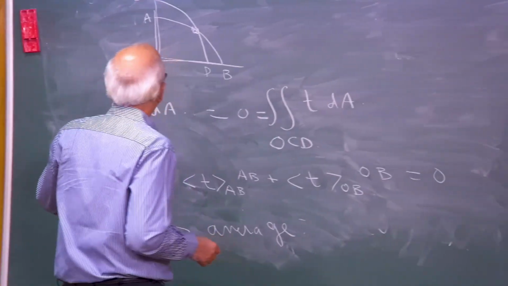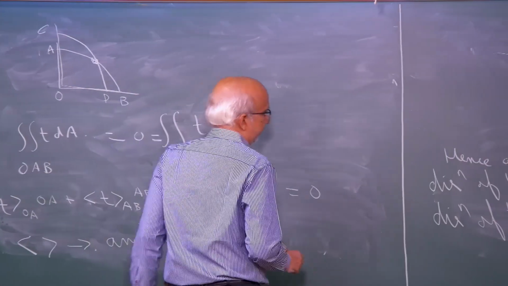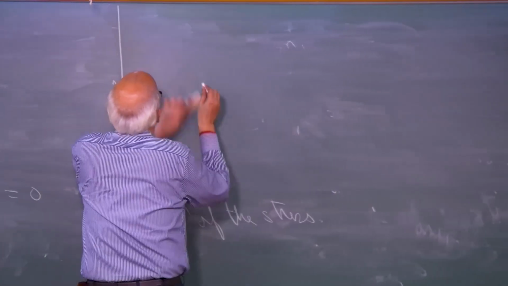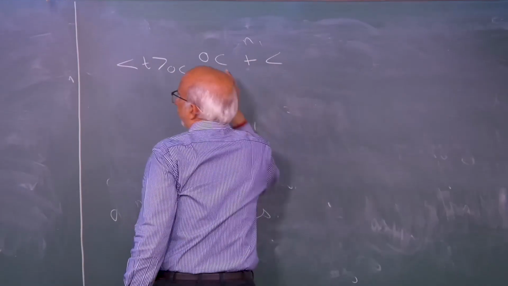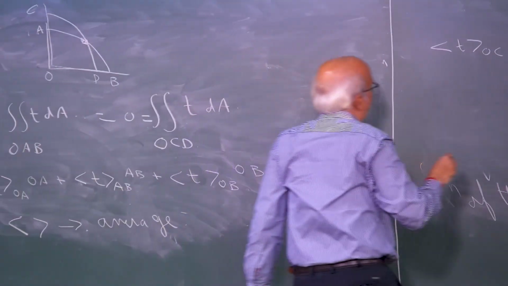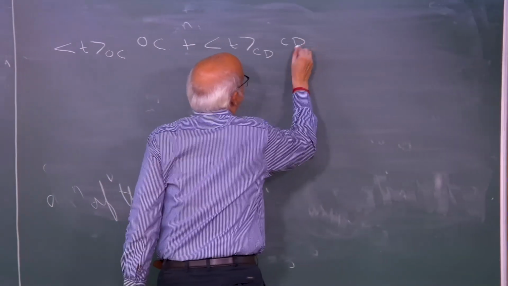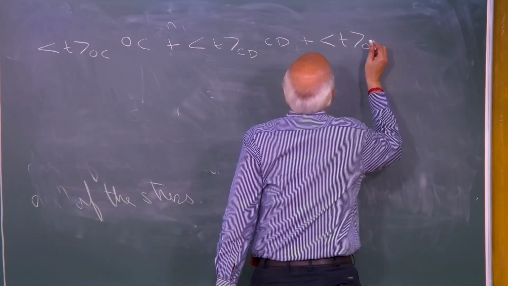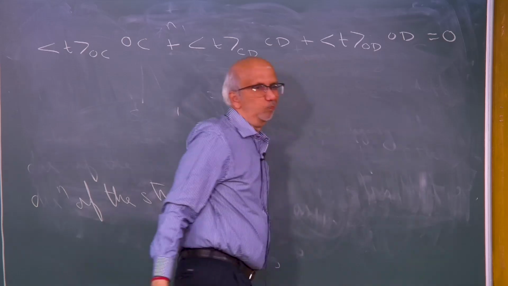That is the point I am trying to make, okay. So, if I take this integral over OCD, then what do I have? Average of T over OC multiplied by OC plus average of T over CD multiplied by CD plus average of T over OD multiplied by OD must be equal to 0. Is this clear?